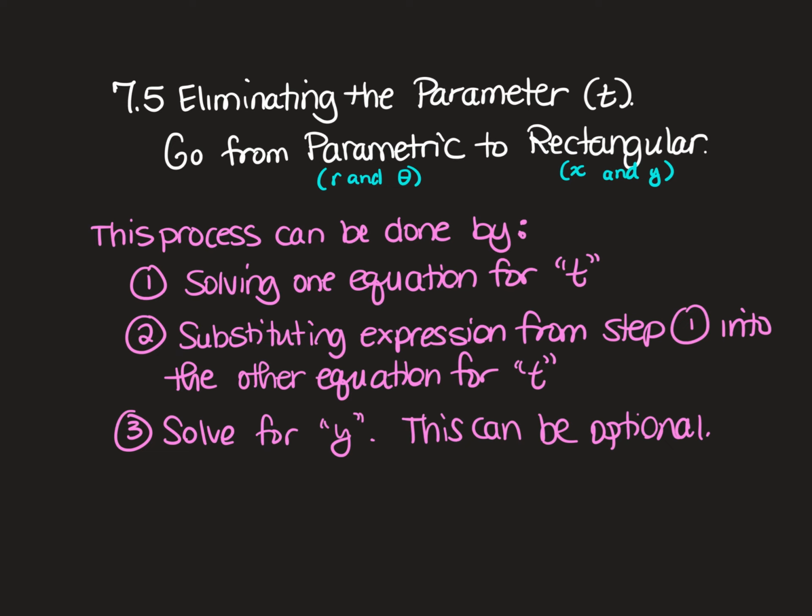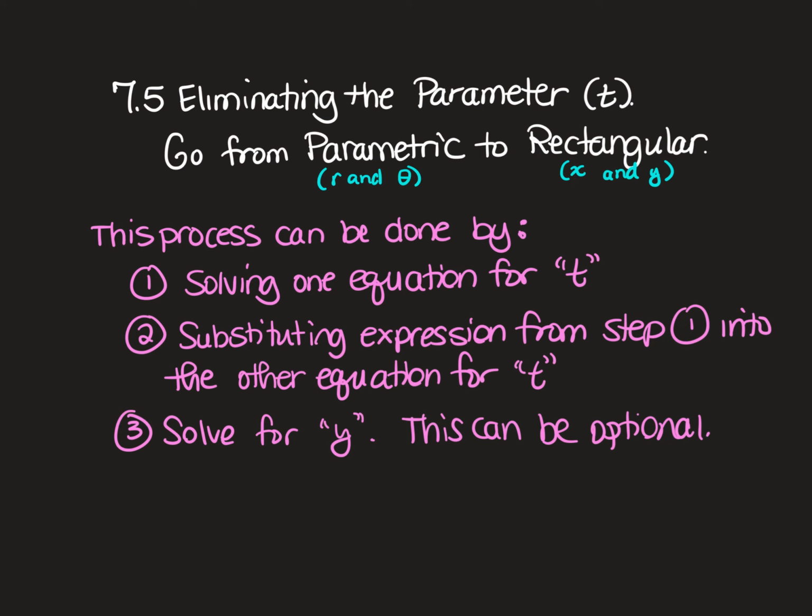All right, let's talk a little bit about how we can eliminate the parameter. So this is section 7.5 for us. The goal here is to go from a parametric equation, one that uses r and theta, to one that uses just x and y, what we call a rectangular equation.